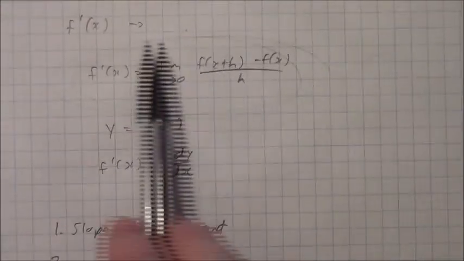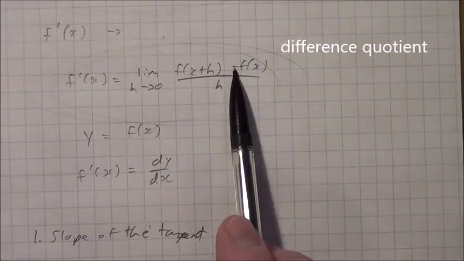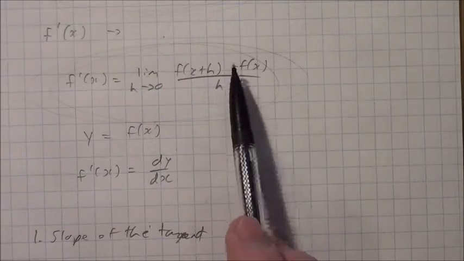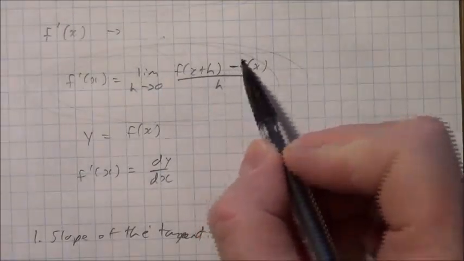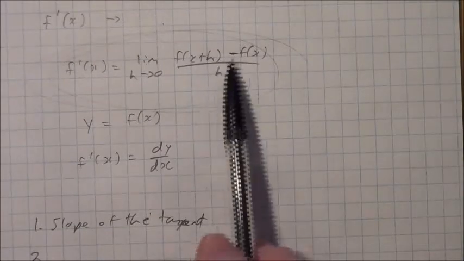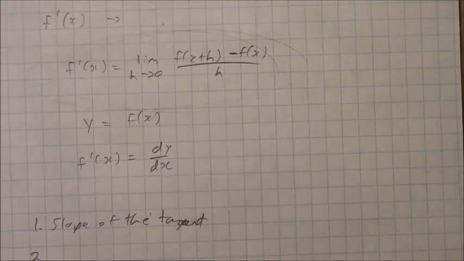So using this, this is called the difference quotient because we're taking the difference and it's a quotient, a division between two values. Okay, so the difference quotient, which is also, of course, finding the derivative from first principles.